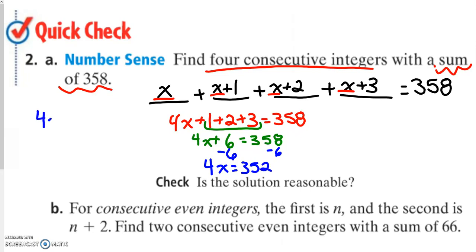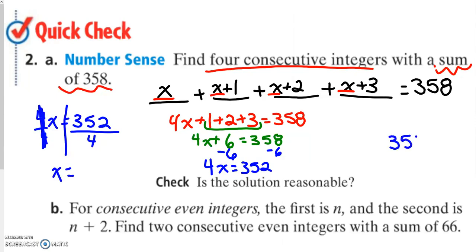Undo addition and subtraction, then multiplication. 4x is 352. Divide by 4 on both sides. x is now, got to do a side problem, 352 divided by 4.